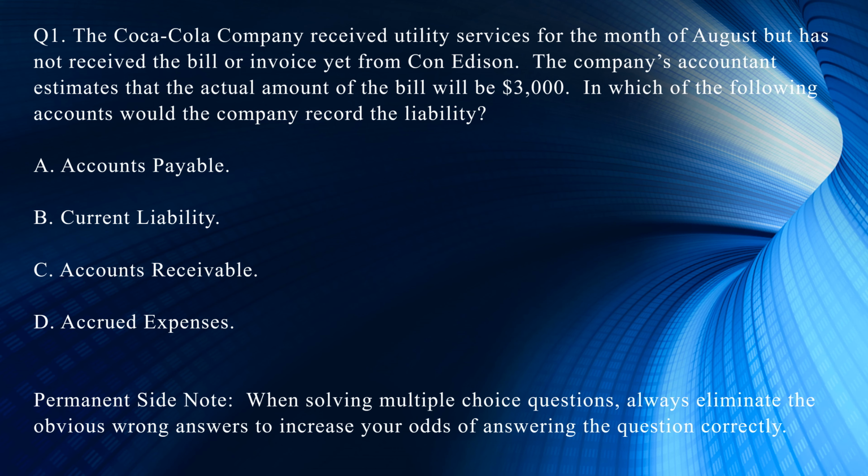A. Accounts payable. B. Current liability. C. Accounts receivable. Or D. Accrued expenses. Now, I put a permanent side note here. As always, when solving multiple choice questions, always eliminate the obvious wrong answers to increase your odds of answering the question correctly. So we know that we receive utility services, but we have not yet received the bill.